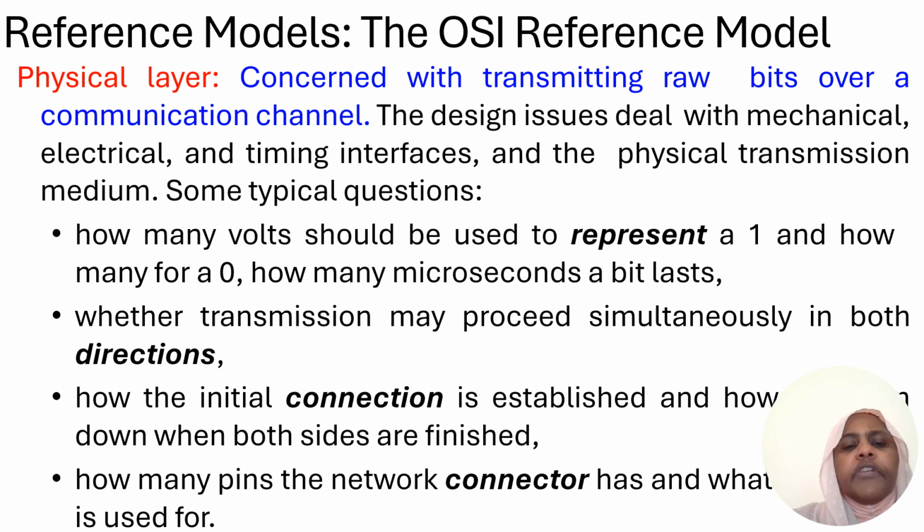Now we will discuss different layers and their functions. The physical layer is responsible for mechanical, electrical, and electronic issues, such as how many volts should be used to represent 1 and how many are used to represent 0. Whether the transmission might proceed in a single direction at a time or simultaneously in both directions. How the connection is initiated and how it's torn down. How many pins are in the network connector, and what is the function of each pin. That's what we call a hardware protocol.